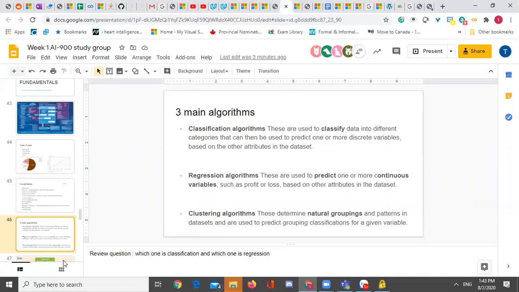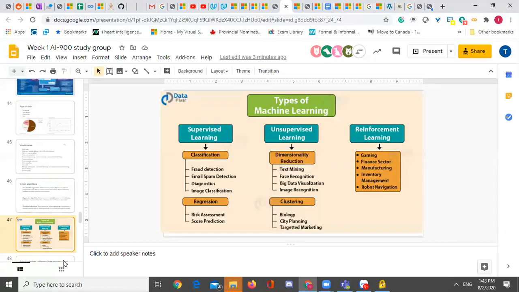Okay, so three main algorithms. Classification is for classifying, regression is for predicting, and clustering is for natural grouping. Those are the base concepts. What you really need to pay attention to is what each is used for. Classification: fraud detection, email spam detection, diagnosis. Regression: risk assessment, scoring, prediction. Unsupervised: text mining, face detection, big data visualization, image recognition.